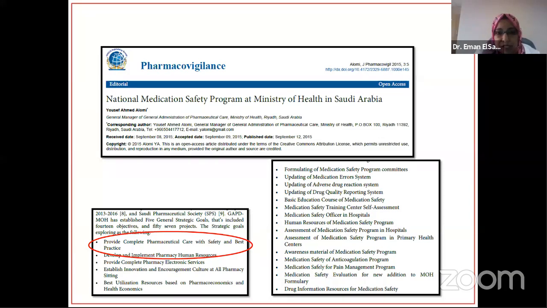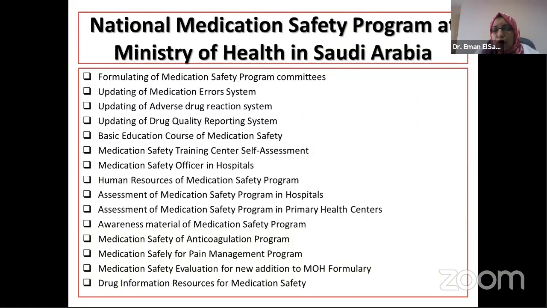To form a committee in each organization, to update the system of reporting of medication errors and drug quality, and the ADR system, to start a basic medication safety education course, to assign a medication safety officer in hospitals, also for evaluation of the medication safety assessment program from ISMP, and finally for drug information resources for medication safety. All of this created more awareness of medication safety in Saudi Arabia.